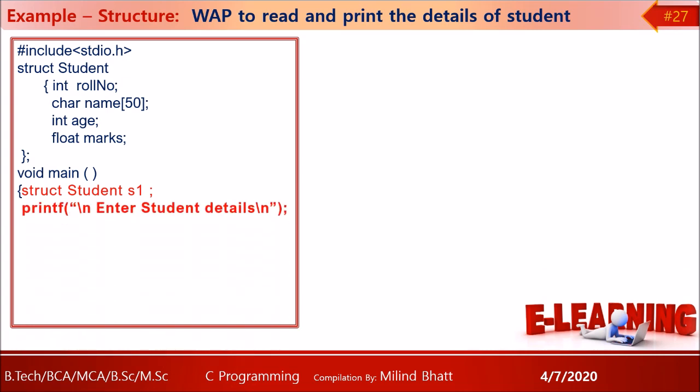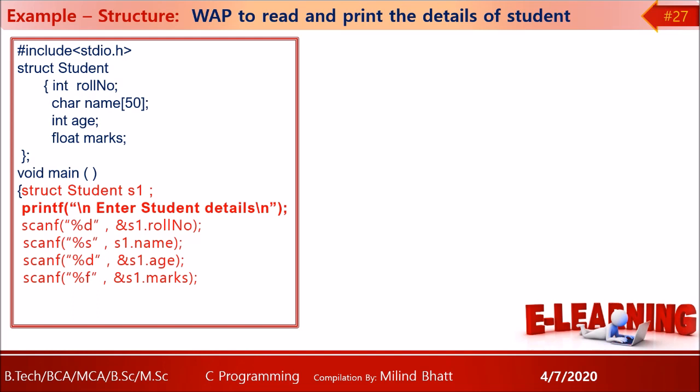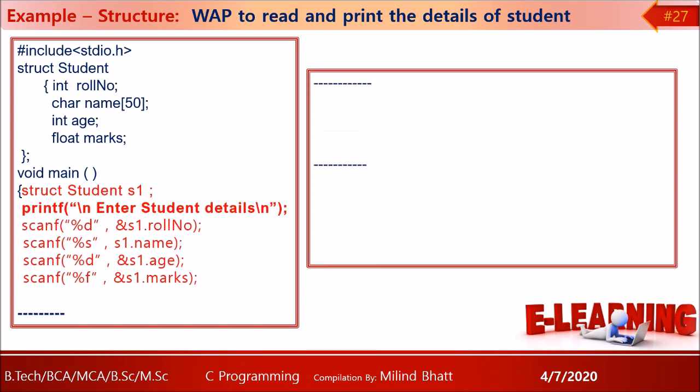print enter student details. Now read all such details with the help of scanf. Scanf ampersand s1 dot roll number, scanf percent s s1 dot name, scanf percent d ampersand s1 dot age, scanf percent f ampersand s1 dot marks, and do all other jobs. Later on, whenever required, use printf statements to have a print of such values.